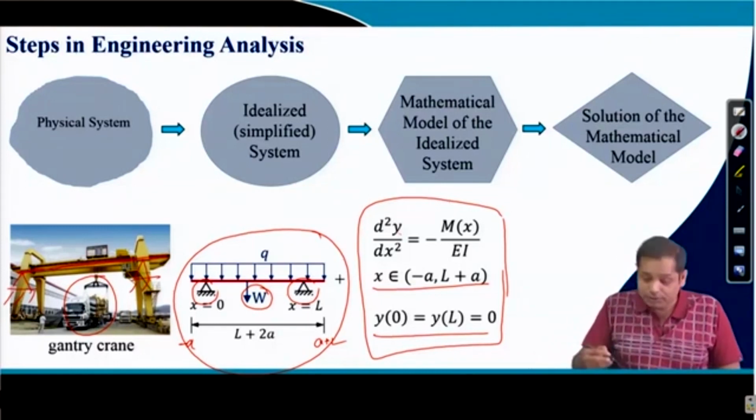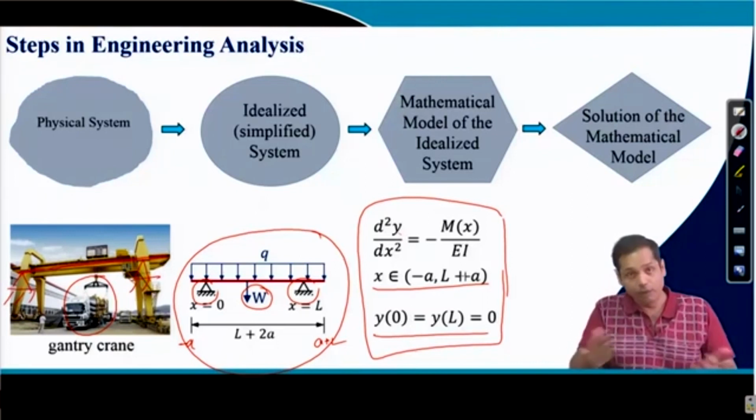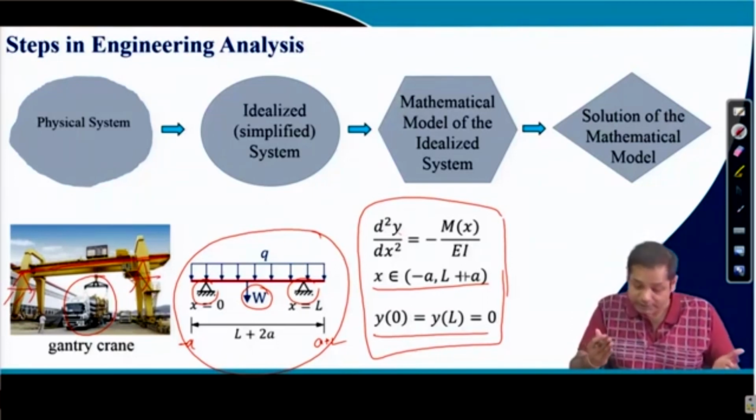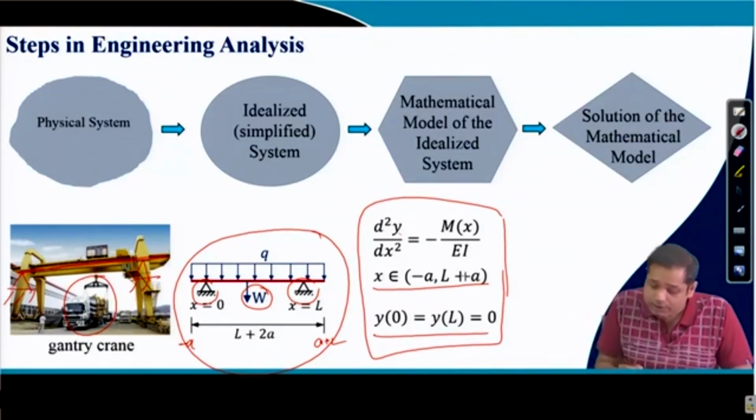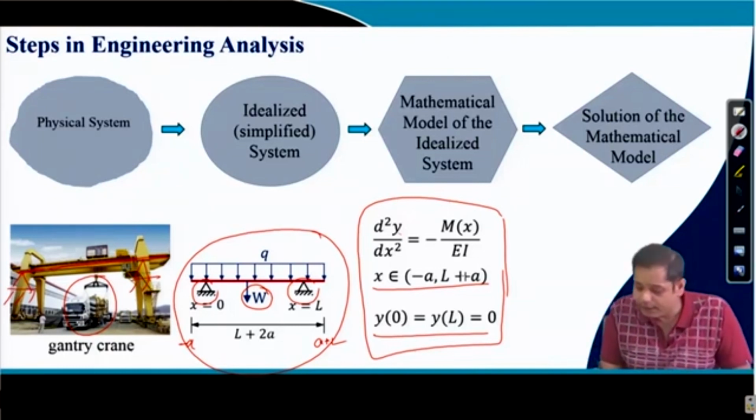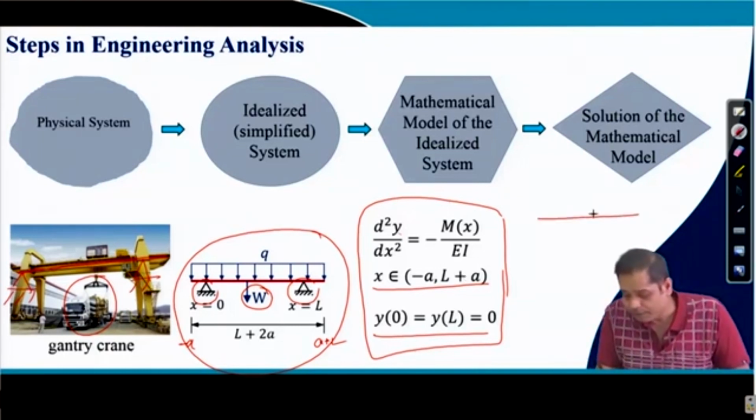Now you all, I am sure, know how to solve it, and you have already seen the solution of this equation. Once you solve this, what you get is, say, the bending moment, say the deflected shape of the beam. The deflected shape of the beam may be like this.